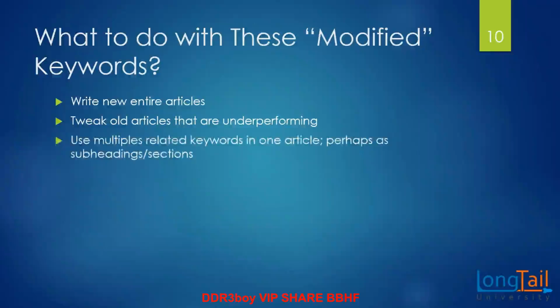And then finally, the other thing that you can do with these keywords is you can use multiple related keyword phrases all in one article. So let's say you write a massive resource of 3,000 or 4,000 words long. It's going to need lots of different subheadings and sections and really latent type keyword phrases that you can insert throughout the article so that you rank for multiple keywords in that one article.